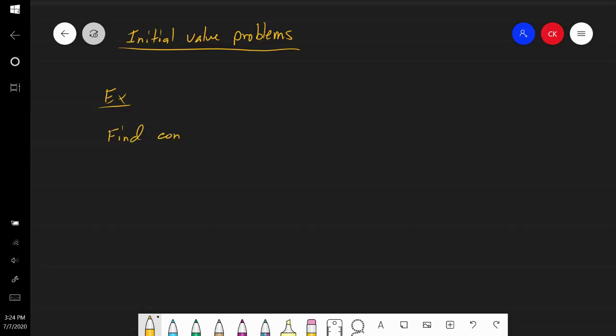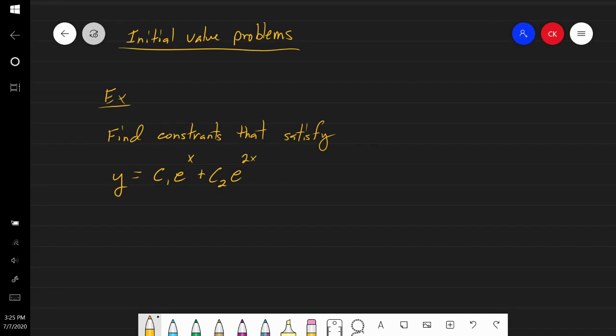So here's the scenario. Find constants that satisfy the following conditions. So here's an equation that we have. y equals c1 e to the x plus c2 e to the 2x plus c3 e to the 3x. And if you've worked through differential equations already, this kind of an expression might look a little familiar to you. If you haven't, that's okay, it doesn't matter.